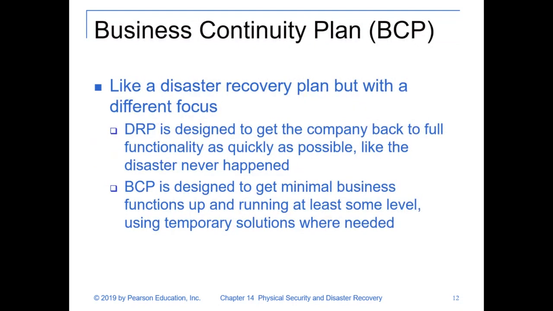All right, business continuity plan. This is something that's going to be similar to a disaster recovery plan. It does have a different focus though. Okay, so the disaster recovery plan is designed to get the company back to full functionality as quickly as possible. The business continuity plan is designed to get the minimal business functions up and running so that you have some business happening as a temporary solution. With this, you must consider which systems are the most critical for your business, and then have that alternate plan in place in case those systems go down. Now, this is something that doesn't have to be perfect, just functional.